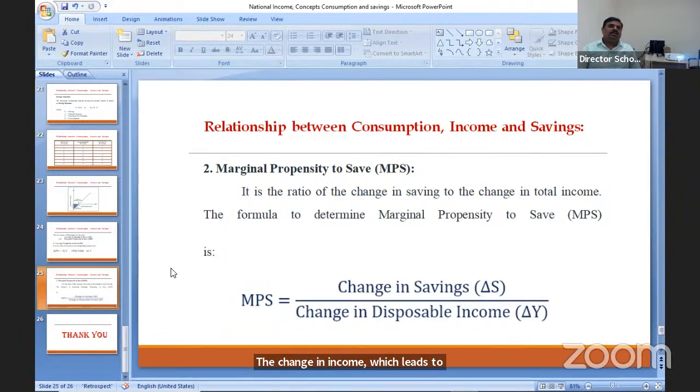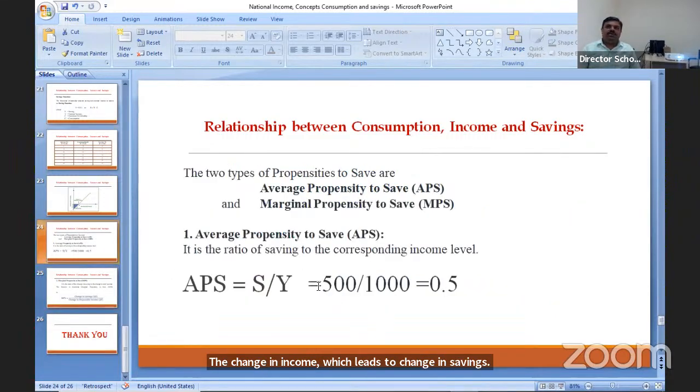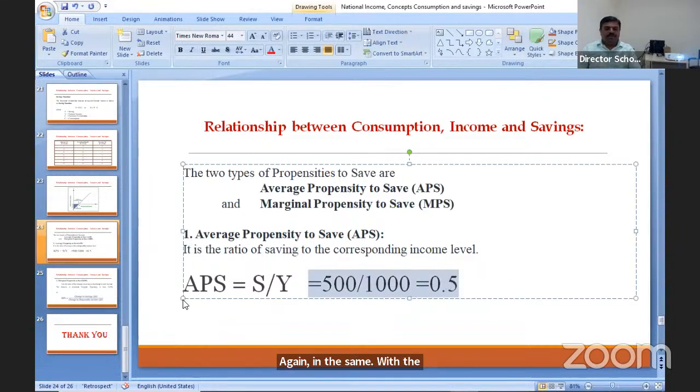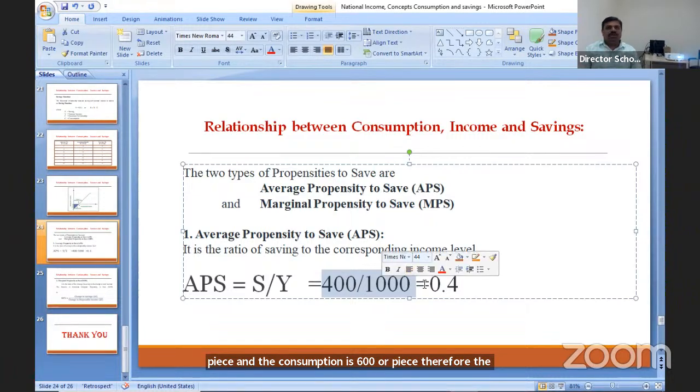Again, with the help of that same equation, if we calculate the APS: if the income of a person is 1000 rupees and the consumption is 600 rupees, therefore the person is able to save 400 rupees. So therefore the APS is 0.4.